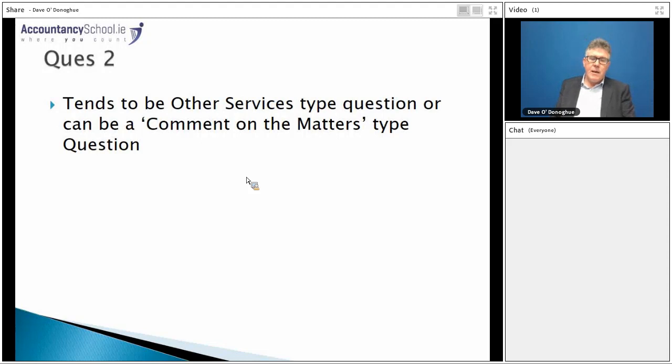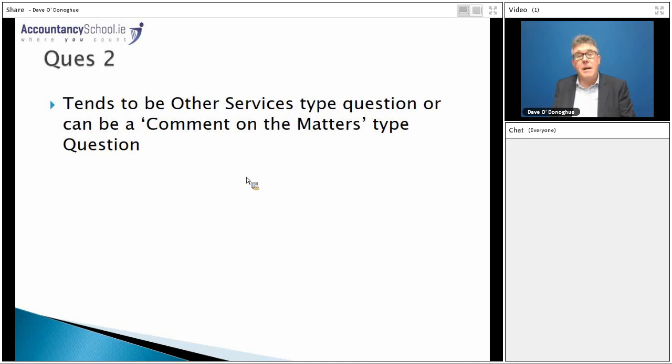Now, with the other or assurance services, it's important to remember that this exam is called P7, Advanced Audit and Assurance. It's not called Advanced Audit. So the examiners try to ensure that in the majority of exam papers, there will be something around the assurance services part of the course as well. If that comes up as question 2, it's a compulsory question. So do keep an eye on the assurance services part of the course.